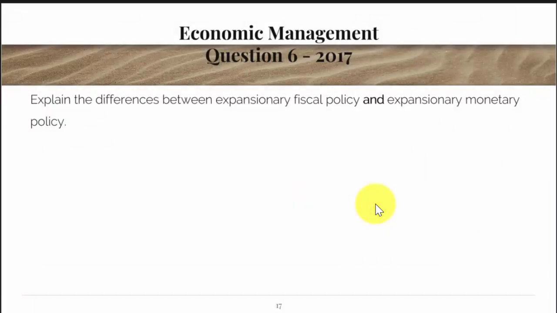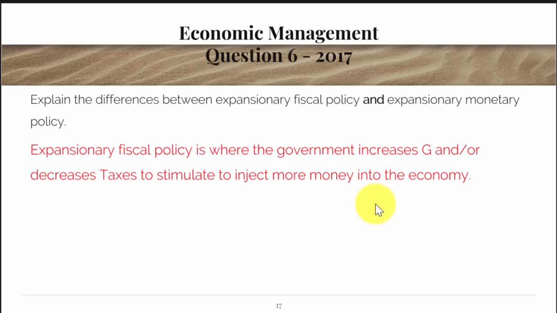Here's another question. Fiscal and monetary policy. So we're looking at the differences here. Expansionary fiscal policy is where the government increases government spending and/or decreases taxes to inject more money into the economy. So the government can obviously do that by a number of means. If you were listening to the previous questions, that would have told you the ways that government can influence government spending, and by various taxation means. They can decrease taxes to increase the amount of money flowing in the economy.